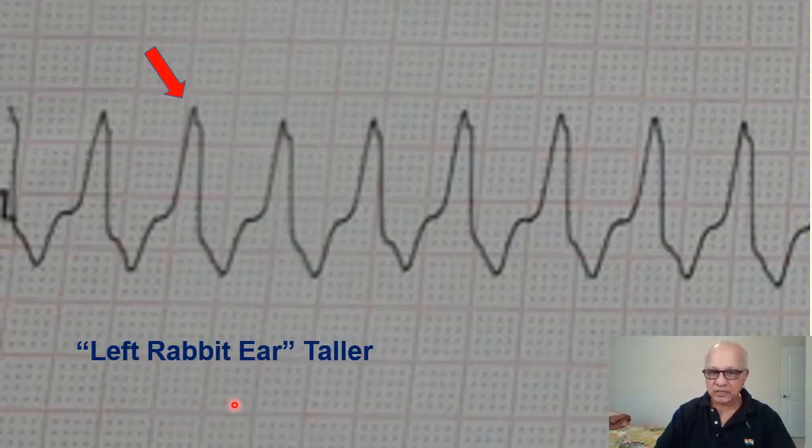Right? Now what is this? If you look carefully, I have taken another lead here. You can see that is a peak. The left rabbit ear is taller than the right rabbit ear. That is another point which favors ventricular tachycardia, right? So you have 4 or 5 points here which favor ventricular tachycardia, right? So you see multiple criteria. Is there anything more? Again.